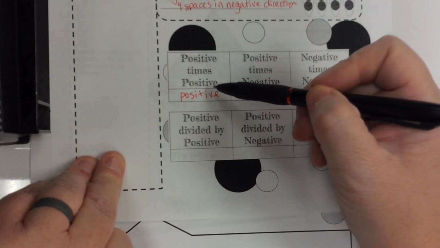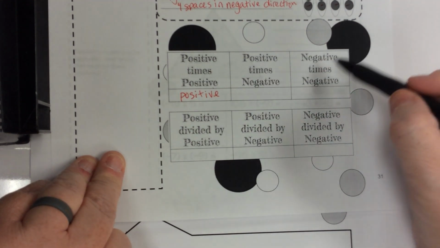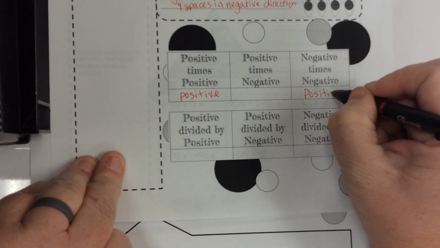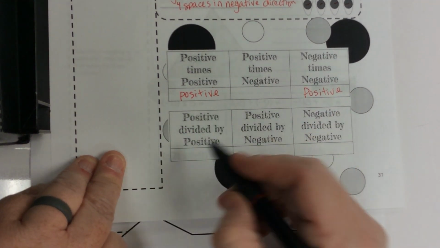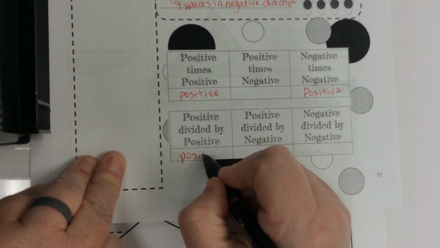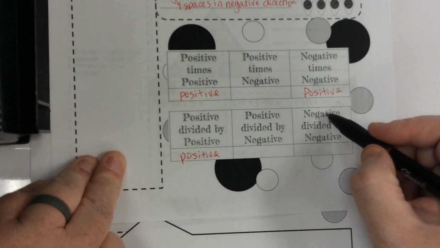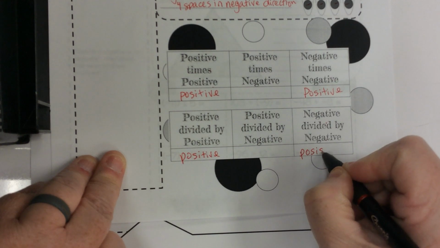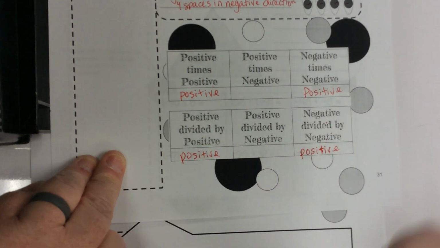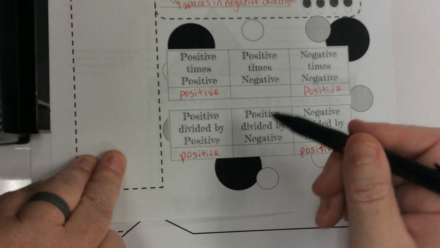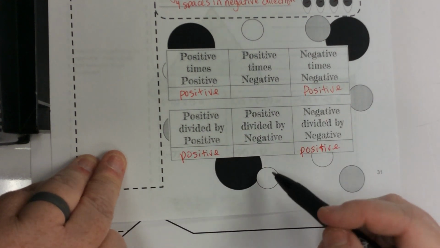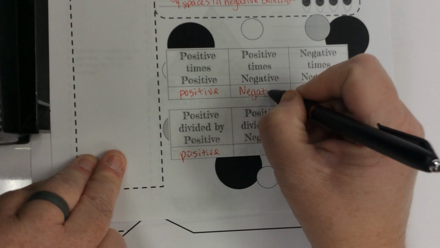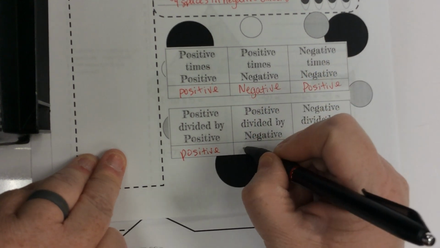Now this also works for dividing. Positive divided by positive, okay? Negative times negative is positive. Positive divided by positive is positive. And negative divided by negative is also positive. And I'll explain that in just a second. But when you have positive times negative, or positive divided by negative, or negative divided by positive, your answer is negative. What I'm writing tells you the answer, okay?